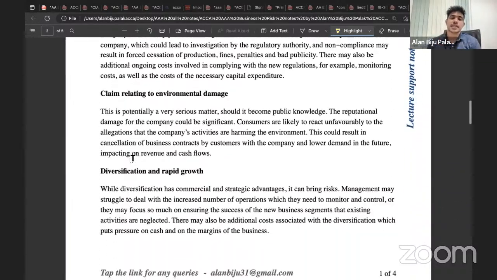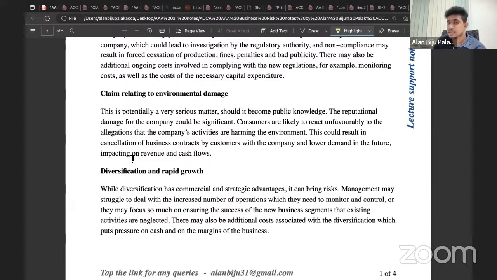Again, if there is any legal claim against the company, suppose the company has violated any of the law in relation to environment protection, automatically there will be reputational damages for the company, and the contracts already signed with the customers might be cancelled by the customer if the violations appear to be factual. And at the same time, there can also be chances of additional penalty and fine in terms of violation of law and regulation.